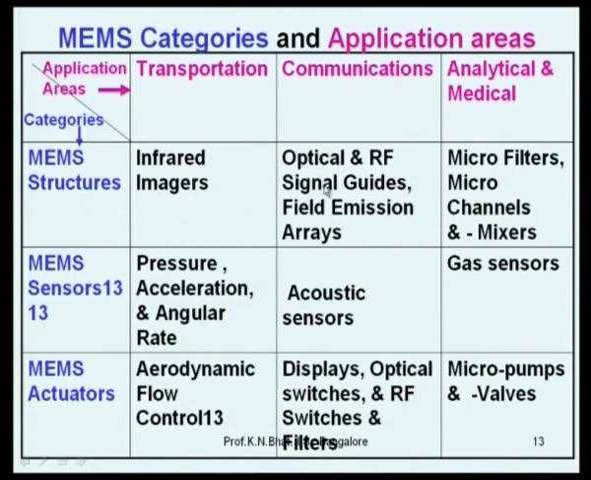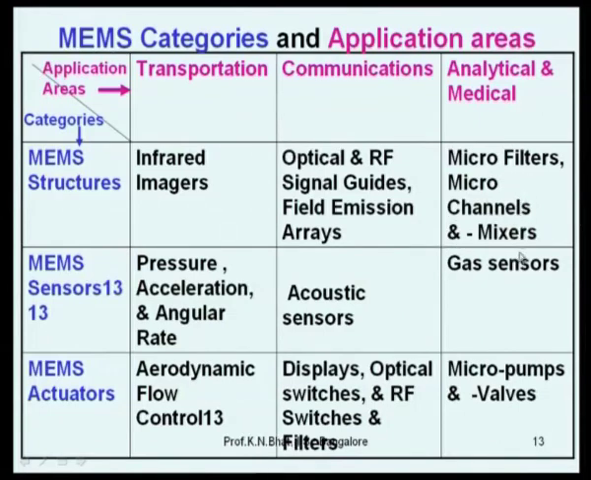MEMS structures are RF signal guides, field emission arrays for vacuum tubes. You may wonder why we are talking of vacuum tubes. I will have occasion to talk to you about that a little bit. Vacuum tube is coming back with a vengeance because of its high performance at high frequencies, which is useful for several defense applications and biomedical applications. Acoustic sensors, displays, optical switches, RF switches, all these come under communication. If not in this lecture, in the next session, I will touch upon some of those things. Analytical and medical.